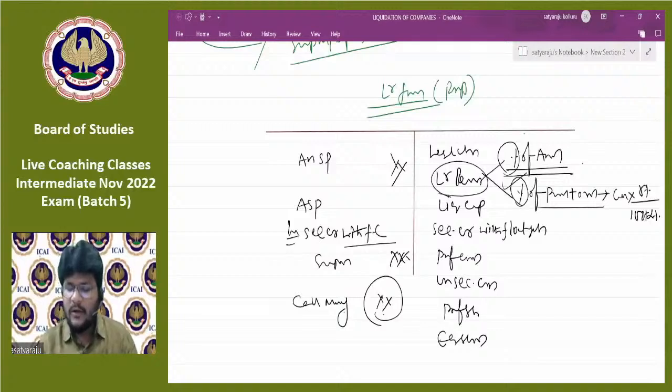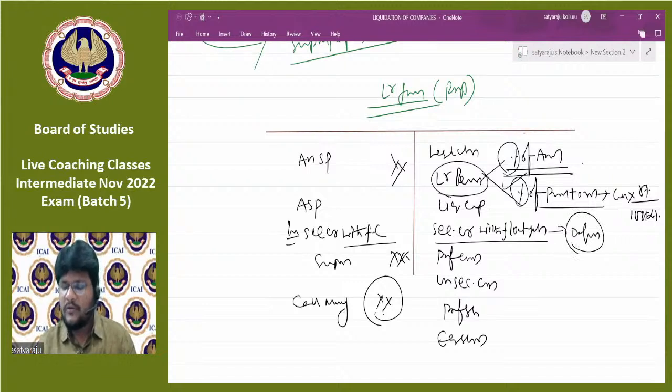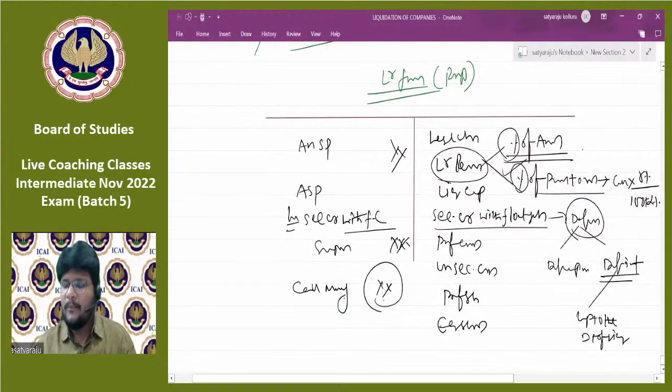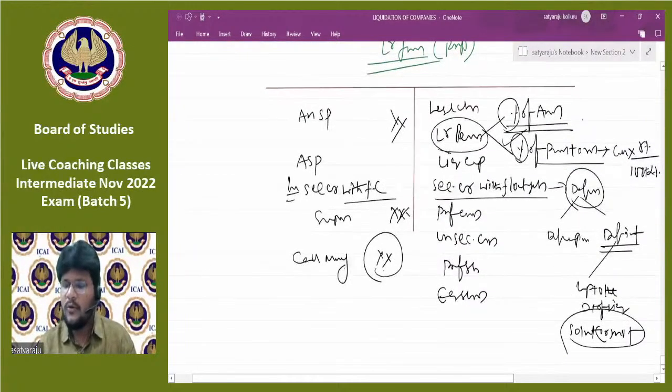Then, sir, secured creditors with floating charge are generally covered by the debenture holders. Sir, claims related to debenture holders mean that along with the debenture capital, we also need to make payment related to debenture interest. So debenture interest up to the date of liquidation, the company or liquidator needs to pay, whether the company is solvent or not. Irrespective of that fact, the company needs to pay.